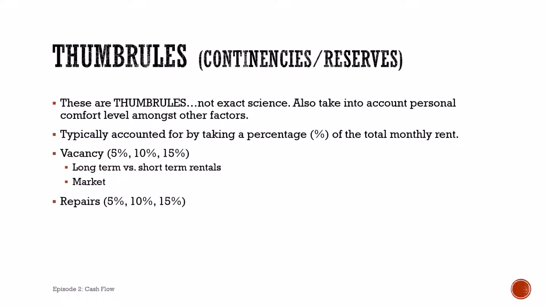For repairs, again, between 5 and 15%. That's going to depend on the age of the property, right? So an older home is typically going to have more things break.